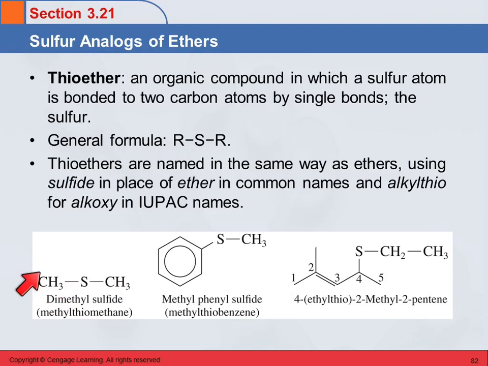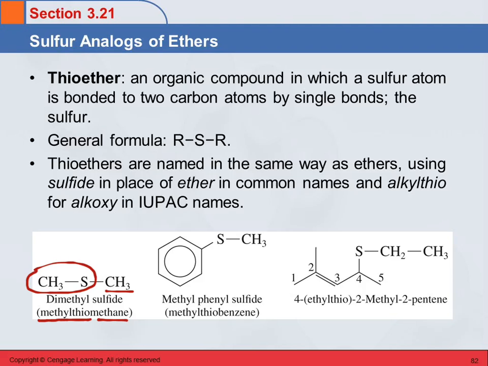So here is a thioether. It's got 2 methyl groups attached to the sulfur. So it's dimethyl sulfide. If this was an oxygen, it would be dimethyl ether. And the other name is, remember we choose one side to have, I got it right. We would choose one side to have the sulfur group with it, and that becomes the methyl thio group attached to the methane. So this is dimethyl sulfide or methyl thiomethane.